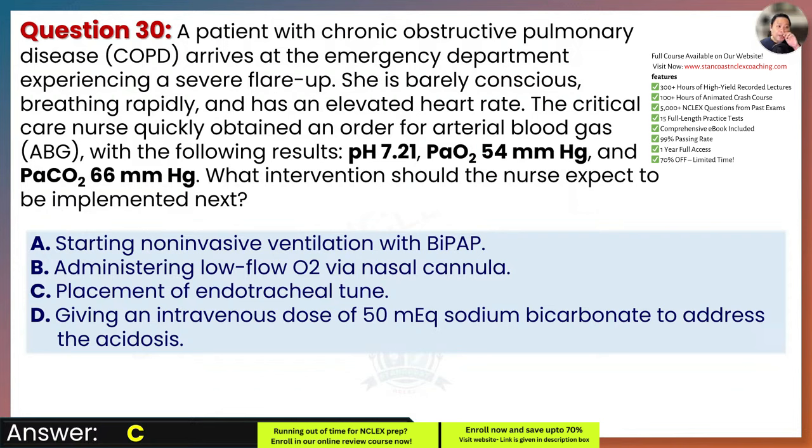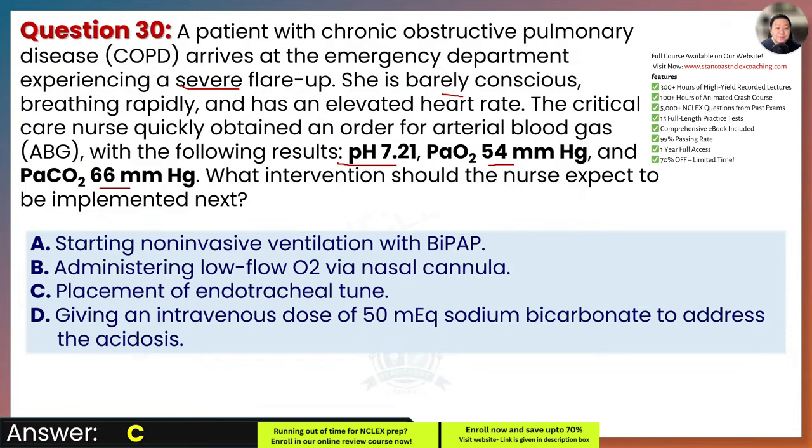Why? Take a look into the case here. We have a client that has COPD, experiencing severe flare-up, barely conscious, breathing rapidly, and we have a pH of 7.21. There's acidosis. The oxygen is really low at 54, and we have a high PaCO2, 66. So there is respiratory acidosis, right? And this is a critical piece of information. And these should prompt you to select letter C, endotracheal tube placement, okay?